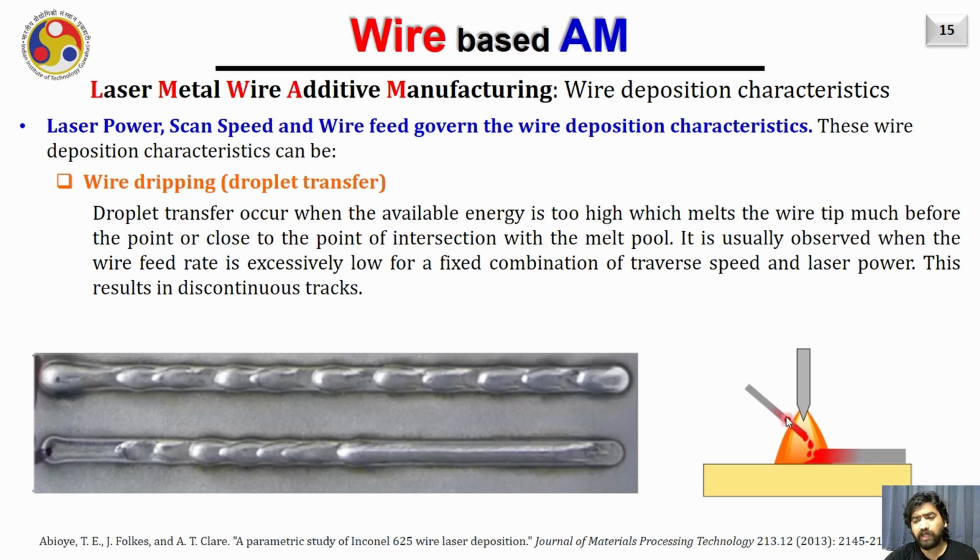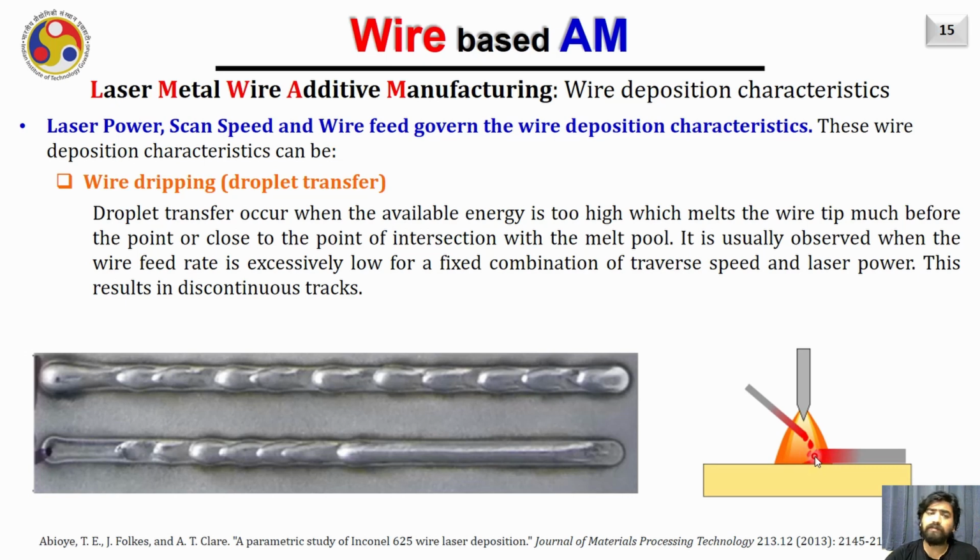So before even the wire reaches the melt pool, it gets melted and the metal is transferred in the form of droplets. It is usually observed when the wire feed is excessively low. You are going very slow. You are feeding the wire very slowly into the melt pool. And if that is the case, the wire will absorb a lot of energy from the energy beam itself, and it will get melted much before the melt pool.